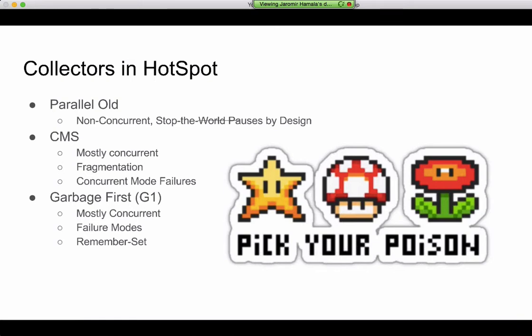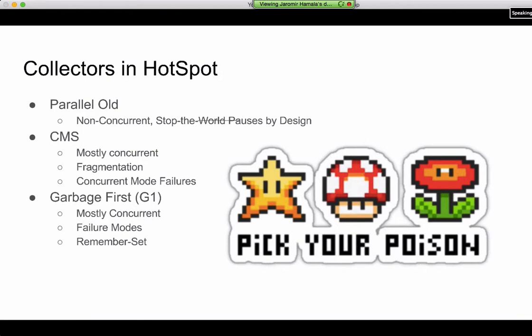And also it suffers from fragmentation. It means it's not a copying garbage collector, so eventually your heap may become fragmented, and then you may have concurrent mode failures, and then there will be a fallback to the plain old non-concurrent garbage collector. It means again your application will be stopped. And beside that, there are some concurrent failure modes. The simplest one is that when you have a high mutation rate of your objects and the CMS is not keeping up, then again it will fall back to the plain old non-concurrent GC and your application will be stopped.